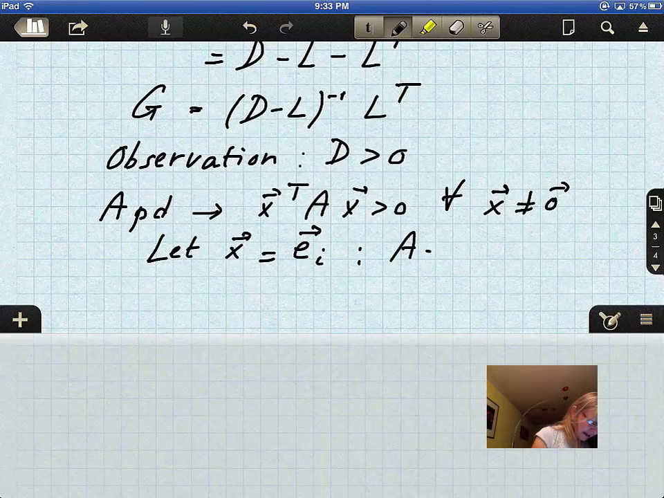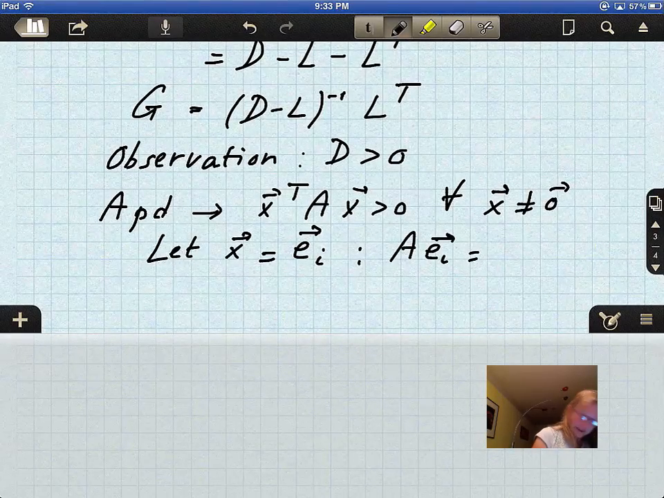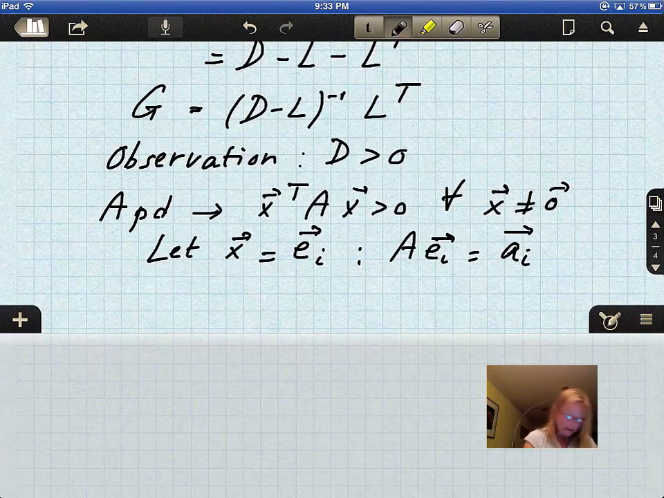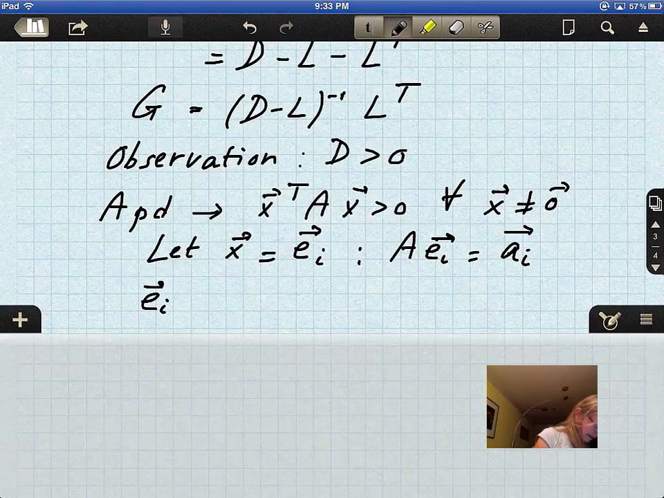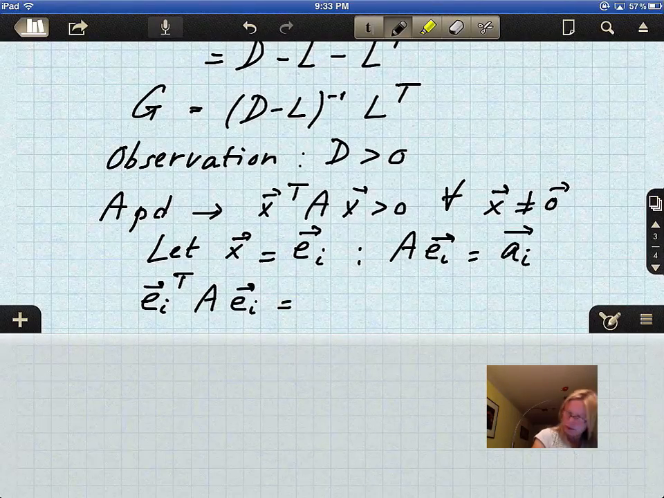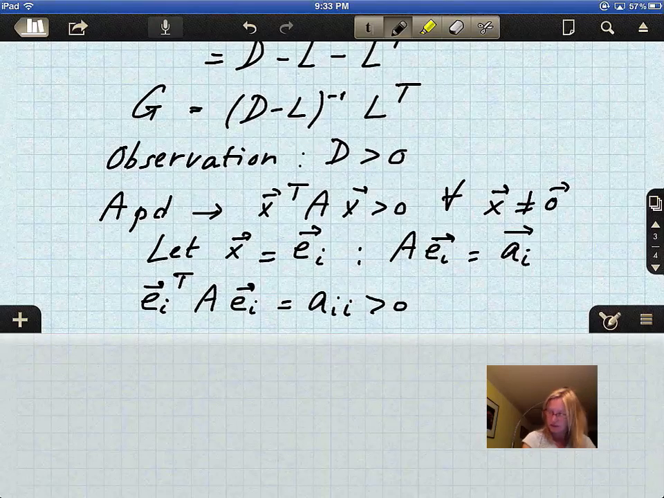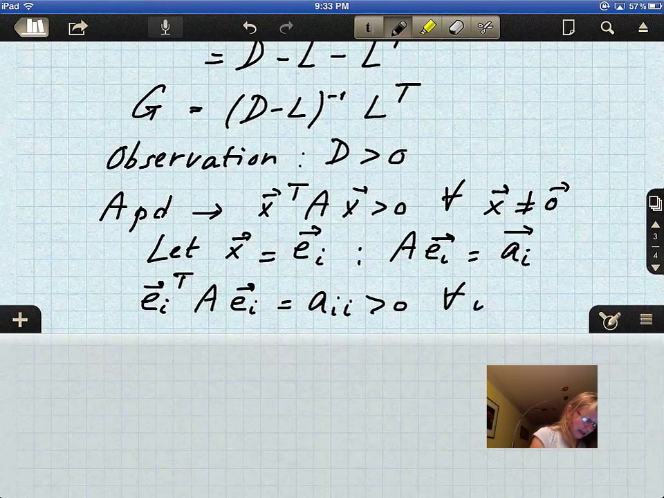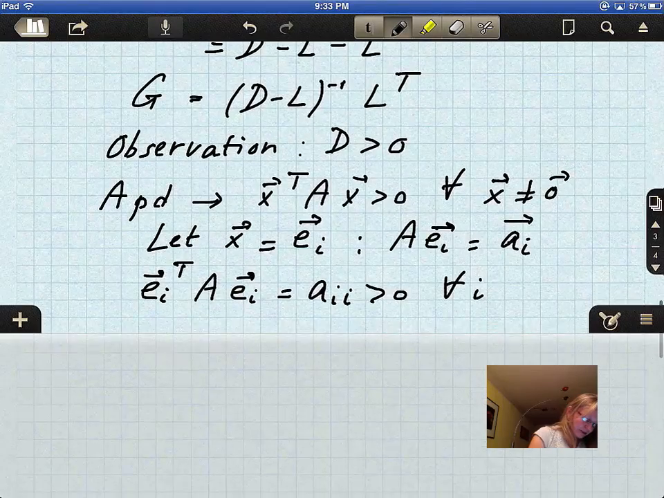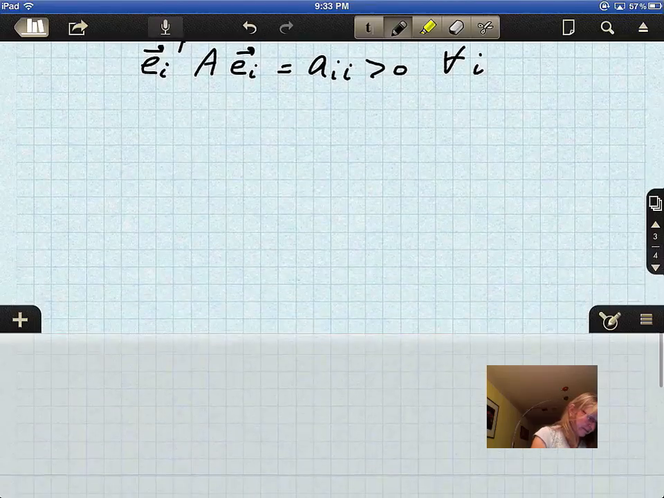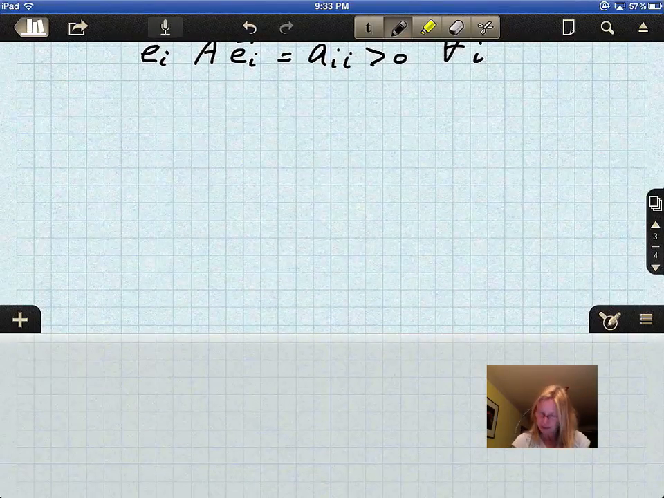Then we have Ae_i is of course equal to the ith column of A, that's a_i. Okay, but then a_i transpose Ae_i will just be equal to the diagonal element a_ii, and that will be bigger than 0 because of A's positive definiteness, and this is true for all i. So we know that all elements on the diagonal are in fact larger than 0, and we're going to be using that later on, but I've always liked proving this a little bit.